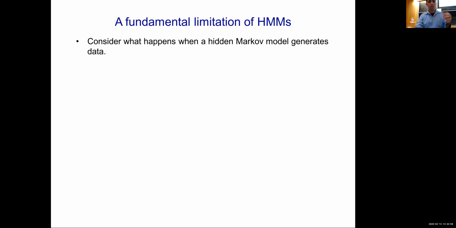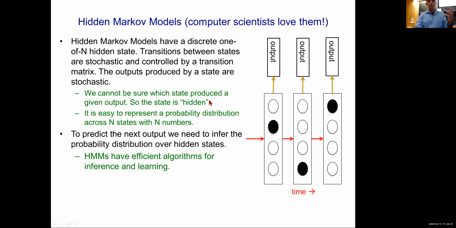All right, so you cannot be sure what state actually produced a given output. So that state is hidden. It's easy to represent the probability distribution across n states with n numbers that tell you the state transitions and the state emissions, the probability of emitting each character given the hidden state. And then you can predict the next output by inferring the probability distribution over hidden states.